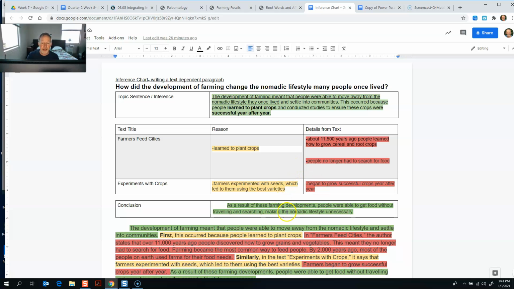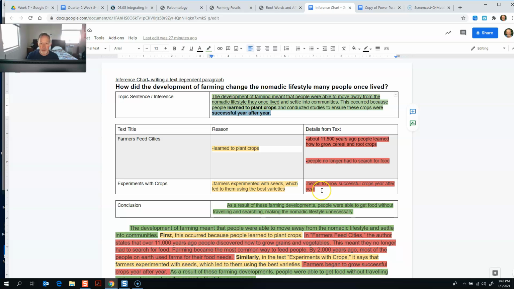And then at the end, I've got my conclusion, which relates very closely to this up here. Now, there's one thing that I did forget: in my topic sentence, I've got learn to plant crops. Look at this right there. Learn to plant crops. Successful year after year. Oh, look at this right here. I've got to go back and switch that. I've got to change these two around. I apologize about that.